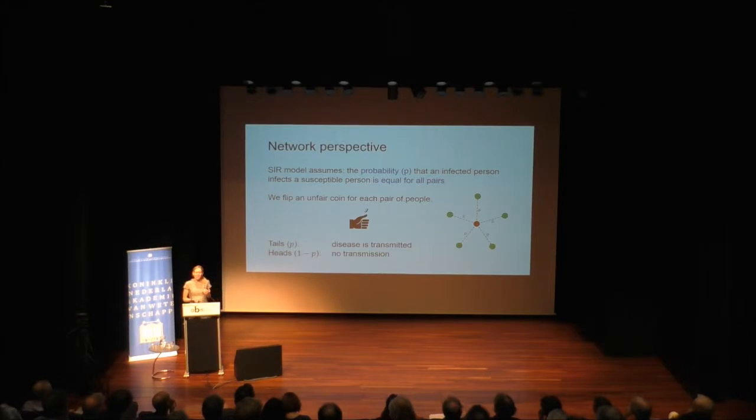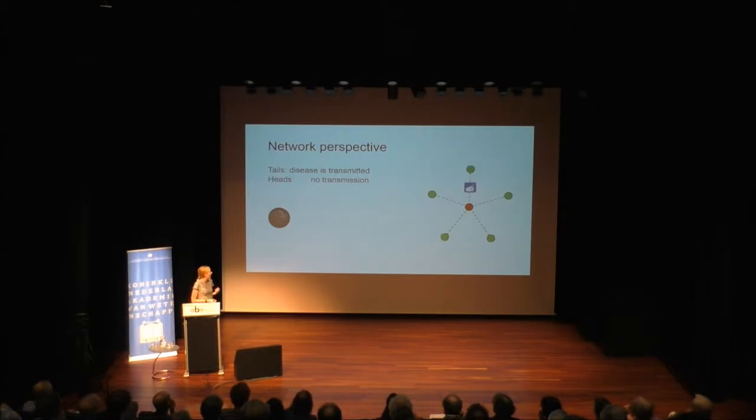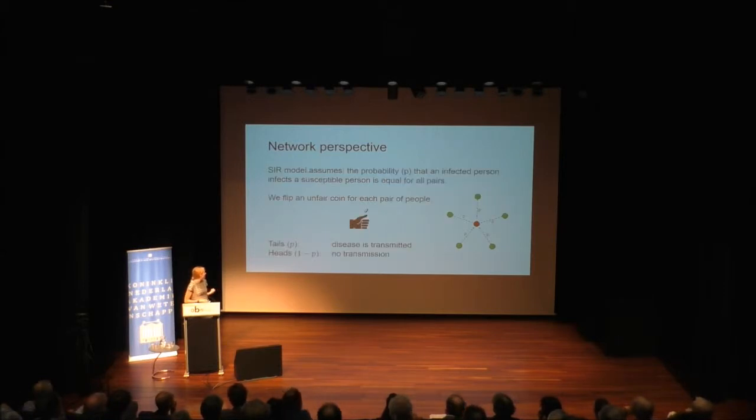But we're talking about networks tonight. So now I want to talk about the same situation, but from a network's perspective. And one thing that I didn't mention explicitly, but which is the case, is that the SIR model assumes that the probability for a person to infect somebody else is equal for all pairs of people.